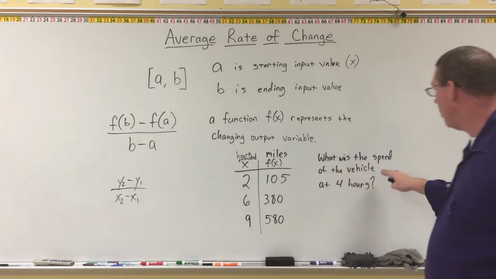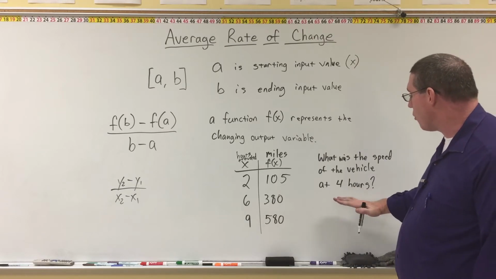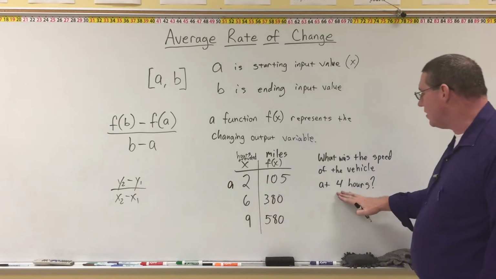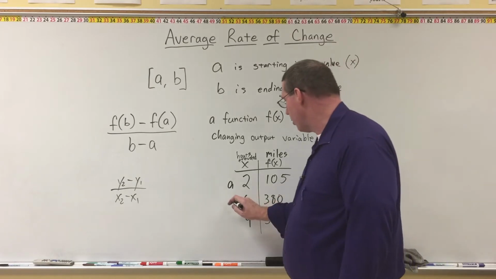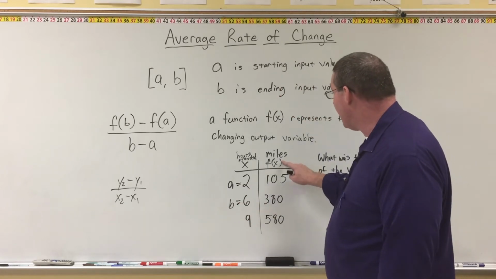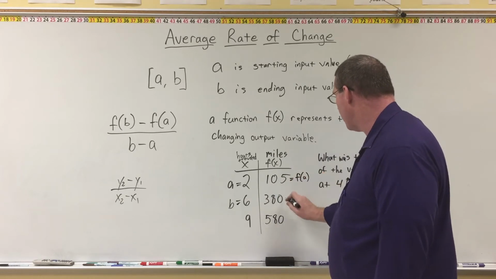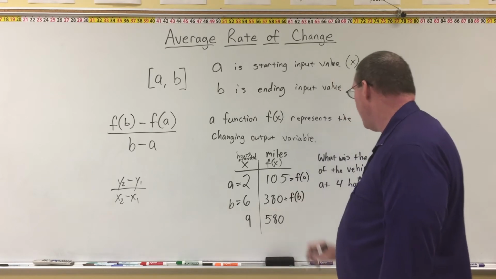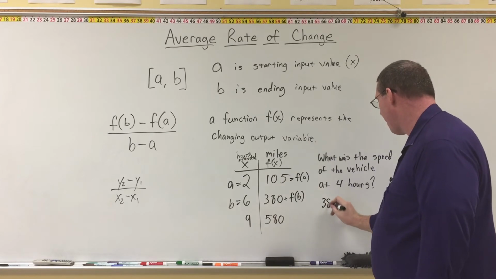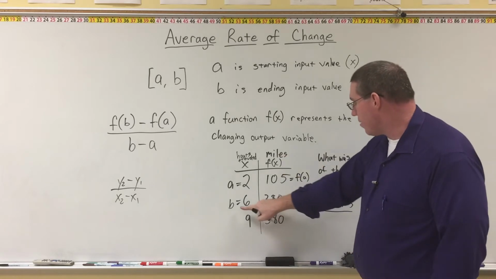Okay, so here, if we want to know what the speed was at 4, we need a time that started before 4. That'll be the starting time, 2. Call that A. And we need the ending time after 4, which is going to be 6. So we're going to call that B. So in this case, A is 2, B is 6. And since f of x is this column here, 105, well, that's f of A. And 380, that's f of B. And so we're going to use this formula. We're going to go f of B minus f of A, which is 380 minus 105, over B minus A, 6 minus 2.